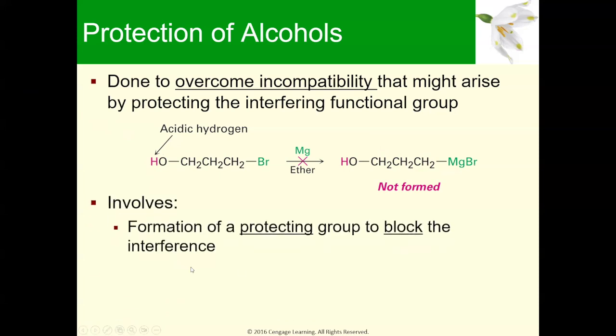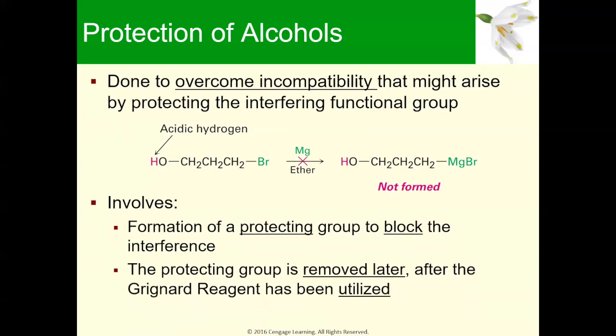What we need to do is we protect that alcohol by blocking it with some unreactive group. So with the formation of a protecting group to block that interference. And then later on, you just remove that protecting group. So the protecting group is removed later after, in this case, the Grignard reagent has been utilized. Now, this bullet is just for the specific situation of forming a Grignard reagent that will be used later in the process. But it could be many different reactions that you want to do.